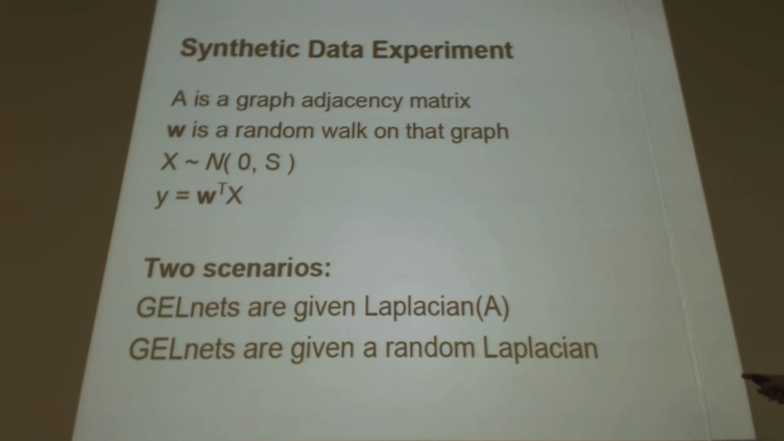In this particular case, I simulated the scenario where I have few samples, many dimensions. So this is about 50 samples, 5,000 dimensions. And then I'm training ElasticNet, and I'm training my generalized ElasticNet. And I'm giving my method the Laplacian of A, so I'm telling it what the true graph was. And I also want to give it a random Laplacian and see, can you be confused by it, right?